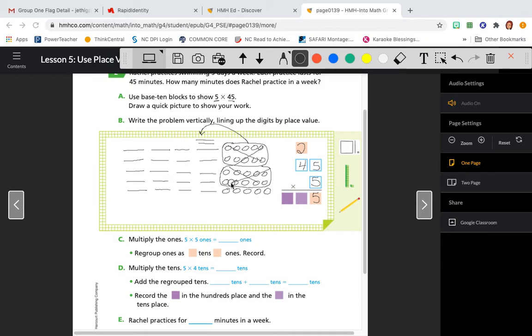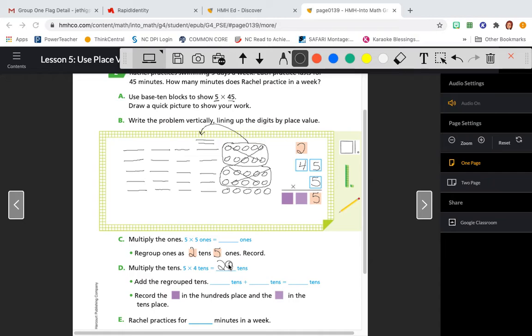Alright, now we're going to look at how we regroup. We said we regroup ones as 2 10s and 5 ones. And record that. D, multiply the 10s. So now we're going to multiply 5 times 4, and we find that 5 times 4 equals 20 10s. Okay, so let's look and make sure we have 20 10s. We've got 1, 2, 3, 4, 5, 6, 7, 8, 9, 10, 11, 12, 13, 14, 15, 16, 17, 18, 19, 20, 21, 22. Now, where did we get 22 from?